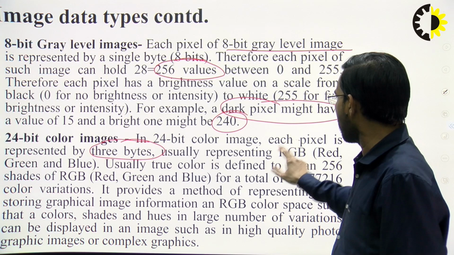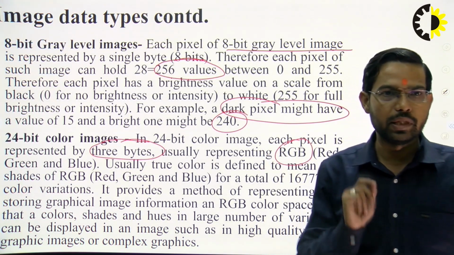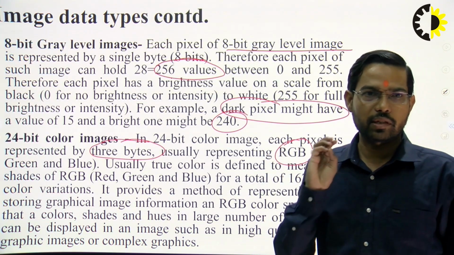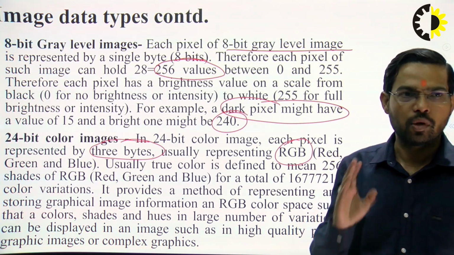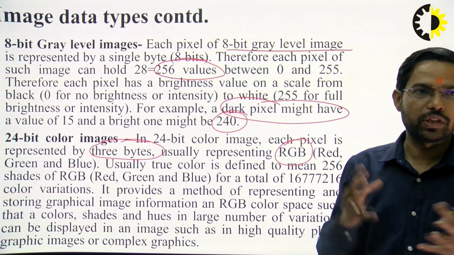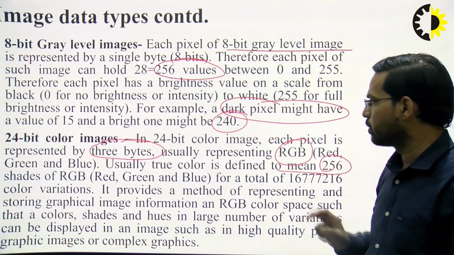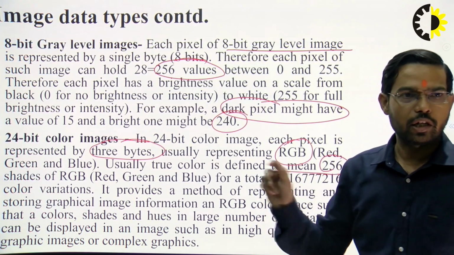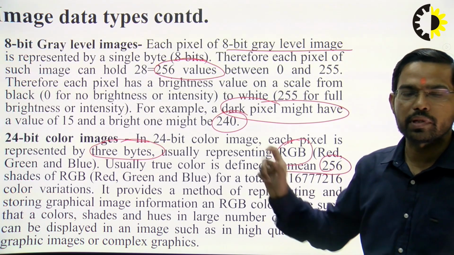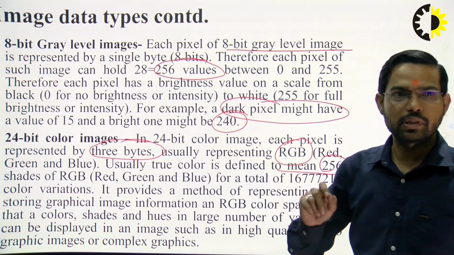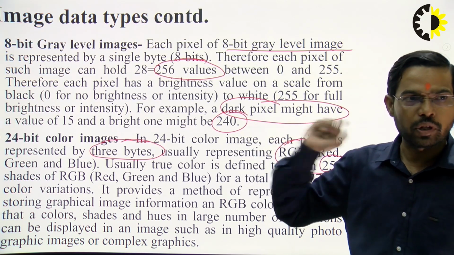RGB usually represents colors. We already know that R means red, G green, and B blue. A lot of colors are combinations of these colors. Usually these are the true color. We define 256 levels each of red, green, and blue, for a total of 16,777,216 colors. That means 2 to the power 24.